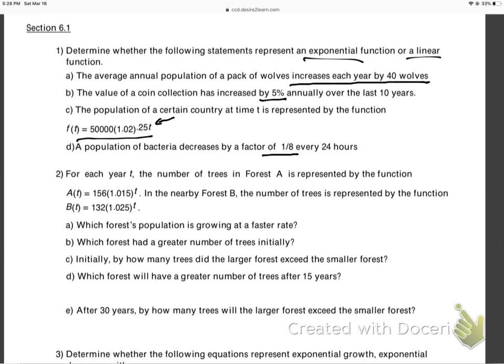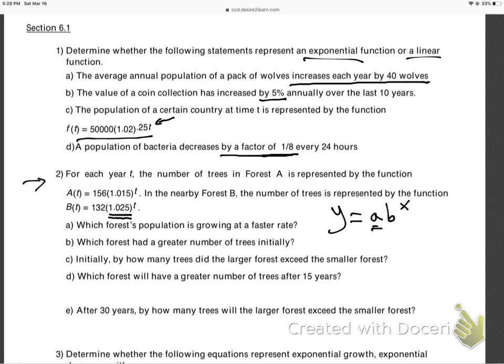And this is exponential because it's by a factor of 1/8 every 24 hours. That's a decay, but it is an exponential decay. Right, let's take a look at this one. Now this is based on y equals ab to the x, where a is the initial amount. So can you see, let's have a look, which forest is growing at a faster rate? B, because it has the larger base, okay?